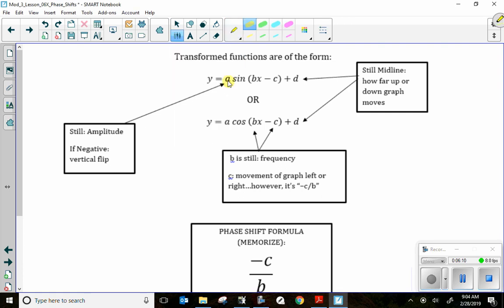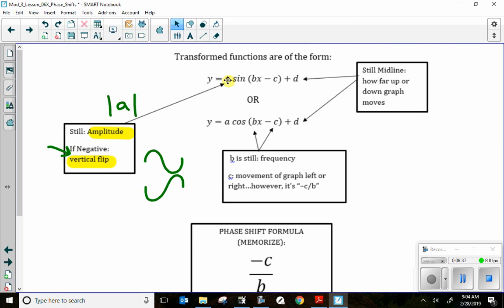My A, that's still amplitude. Let's not forget, if it's negative, it's a vertical flip, right? A, the number without the plus or minus, is my amplitude. If you want to consider it, the absolute value of A, because we don't care about the plus or minus for amplitude. The minus only tells us we're going to flip it. So instead of having an S like this for sine, if it's negative, it goes down, then up. We flip that vertically. All right, so that's our amplitude.